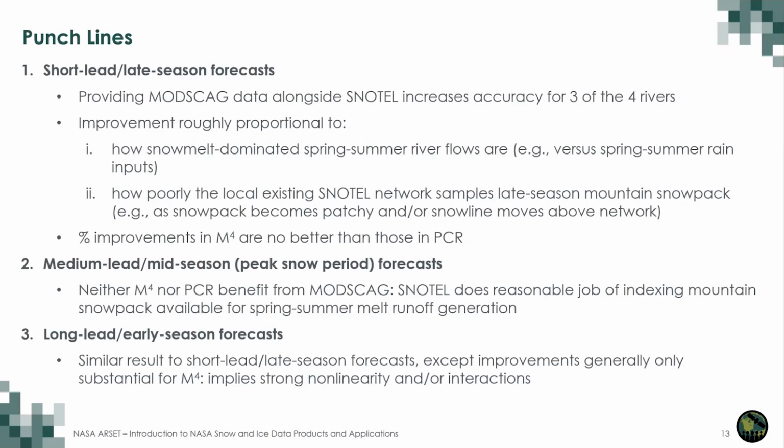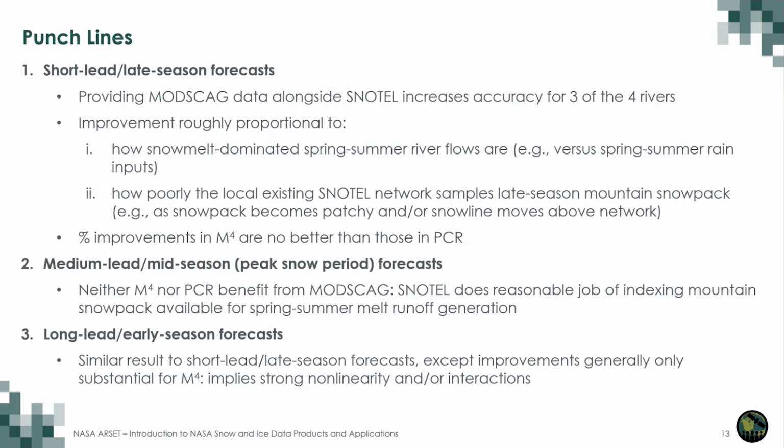There's something more complicated going on, though, because the linear models in those early season forecasts weren't really able to leverage that additional information, whereas the AI-driven model M4 did. And that implies that there's some strong nonlinearity and/or interactions going on there that the machine learning can handle and the linear model can't.